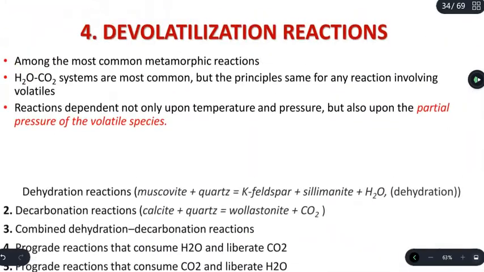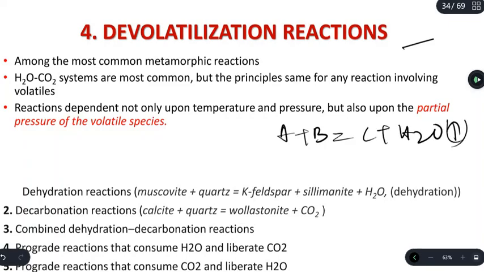What does devolatilization reaction mean? The volatile is simply released. Suppose A plus B gives rise to C plus H2O, and H2O is released. So that is called a devolatilization reaction. The volatile will be released. Okay? So remember this. Devolatilization means volatiles are released, in terms of H2O, say, and CO2, or both.